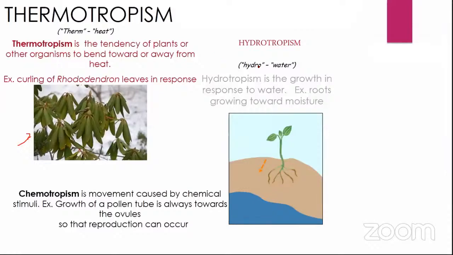Okay. Chemotropism is a movement caused by a chemical stimulus, for example, growth of a pollen tube is always towards the ovule. And then hydrotropism is the growth in response to water.